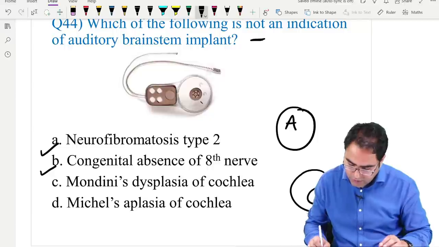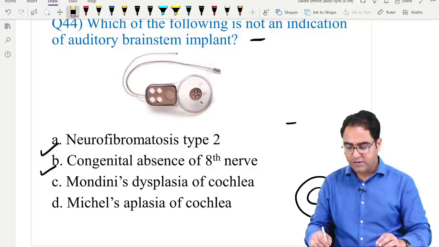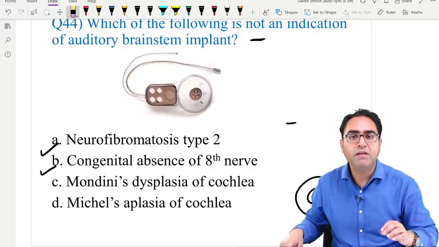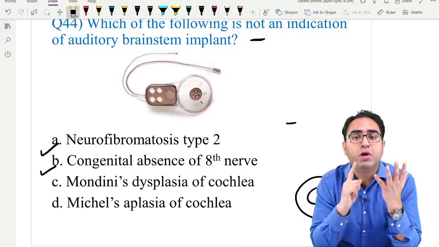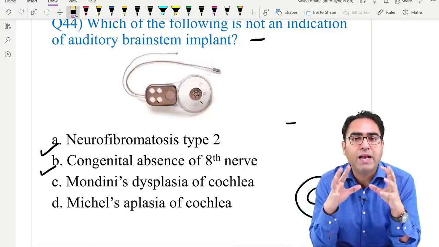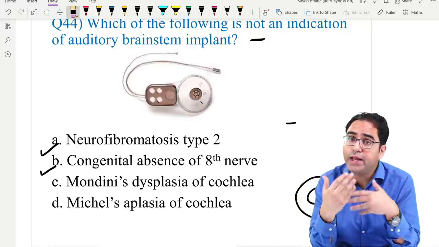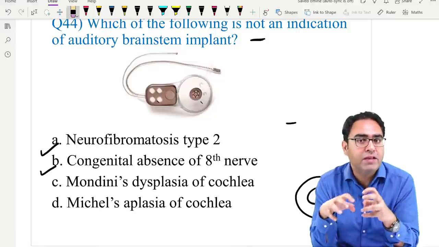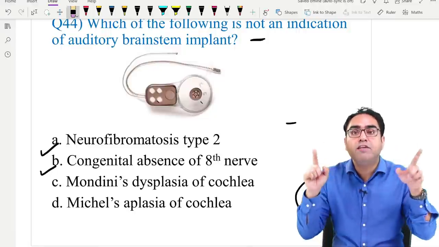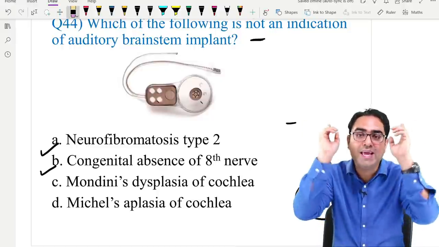The answer to this question is C, beta. So once again, beta, for brainstem implant or auditory brainstem implant, the most potent indication to remember is neurofibromatosis type 2, which has bilateral 8th nerve tumors called bilateral vestibular schwannoma. The other rare indications are congenital absence of the 8th nerve or Michel's aplasia of cochlea. However, in any dysplasia of cochlea, like Mondini's dysplasia, cochlear implant surgery can be done, beta.